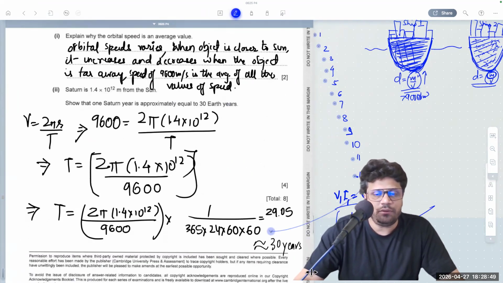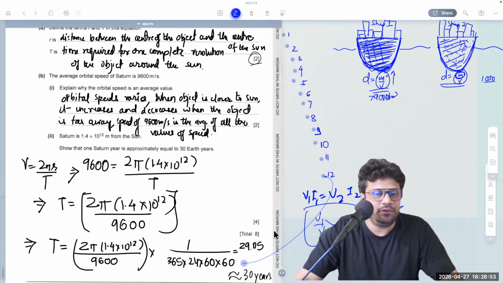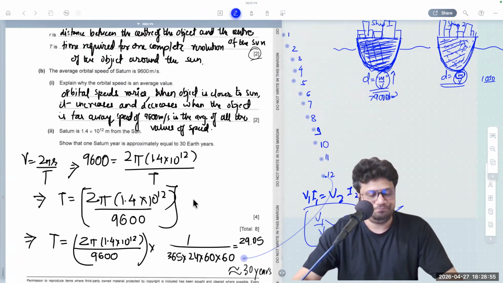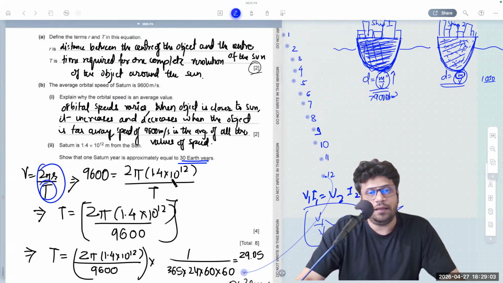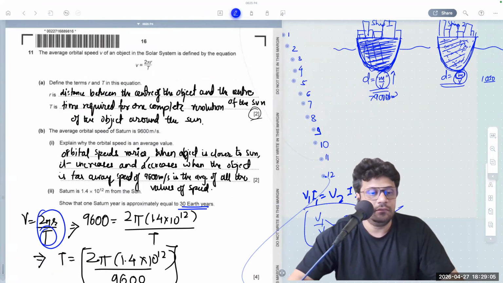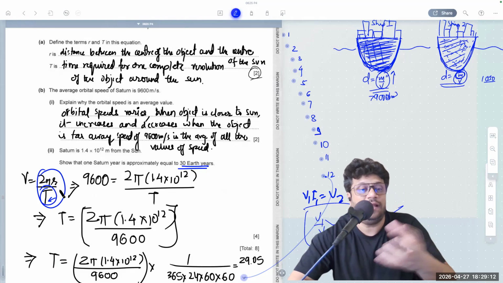And one more question here. That's the last one, which is the 11th one. The point was to know that they asked you to show it in years. The t here is supposed to be calculated in years. The time is supposed to be calculated in years.